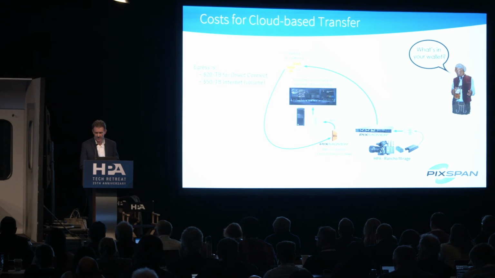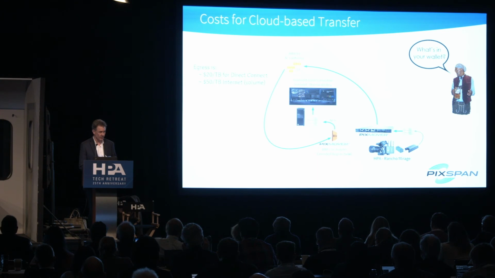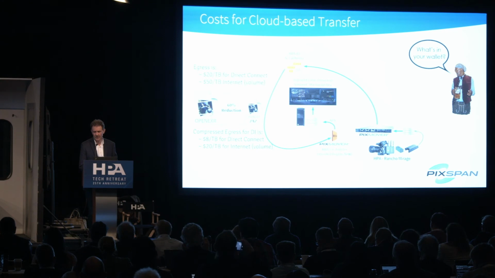So egress, if you're transferring full resolutions, it could be $50 a terabyte. Depending on what region you're in, you could substantially reduce your cost by going Direct Connect. But then again, if you take advantage of the Pixspan compression options, then you may be talking about $8 over Direct Connect, or $20 over the internet. So the EC2 compute, it's very efficient if you bring the box up and you use it and you shut the box back down. So for a transfer solution, again, we may be talking about $1 or less than $1 worth of compute to get the job done.